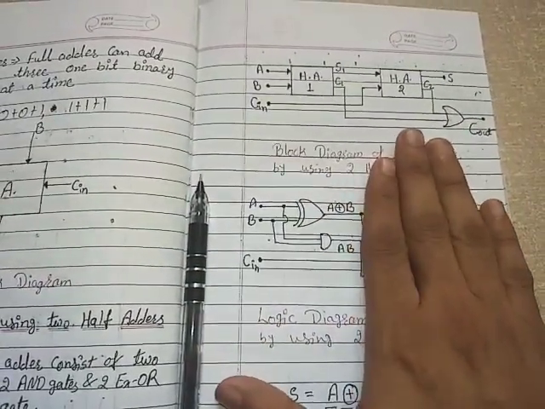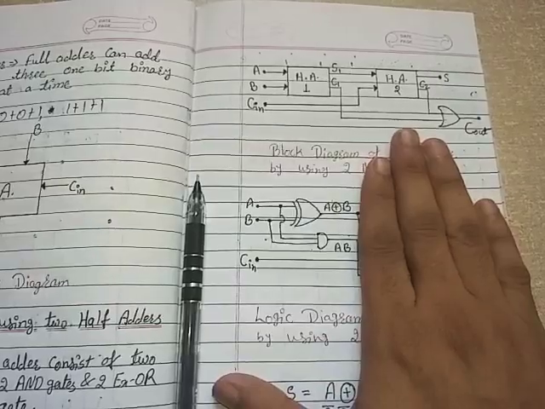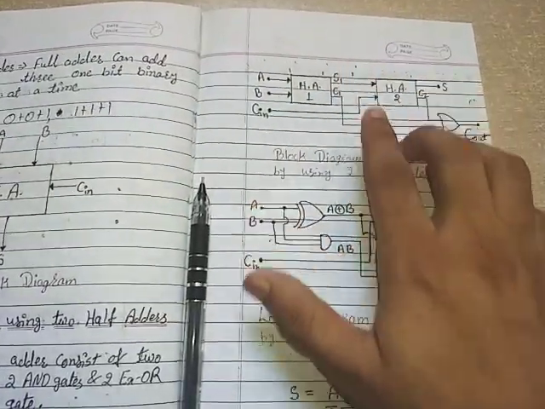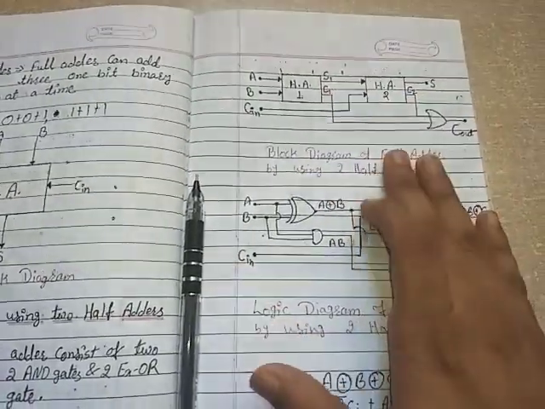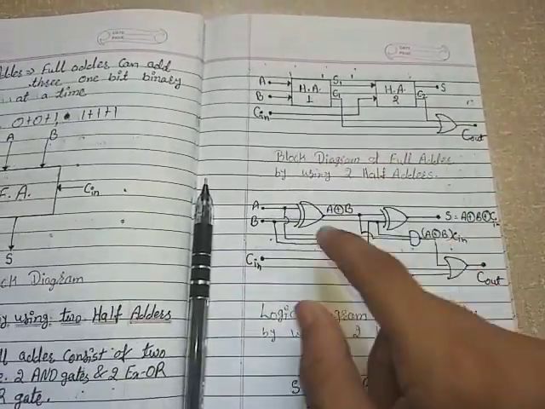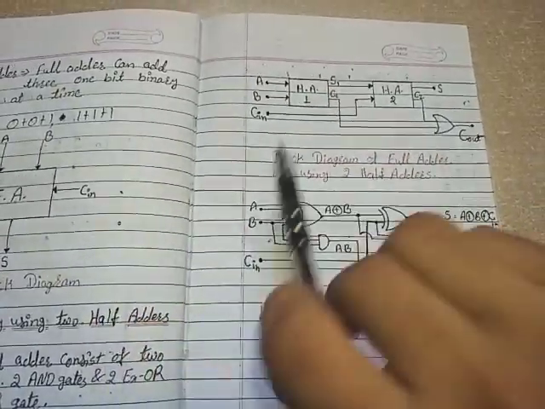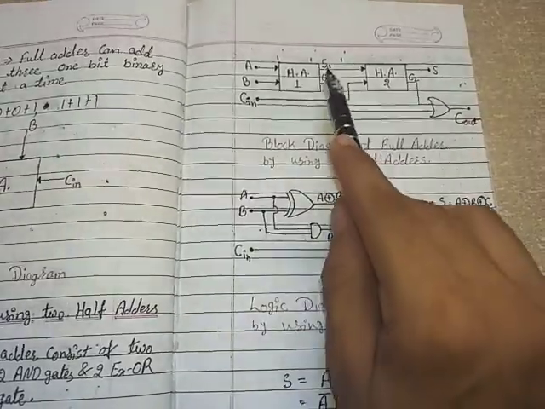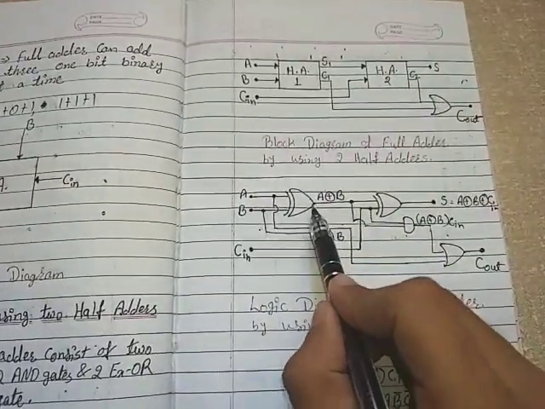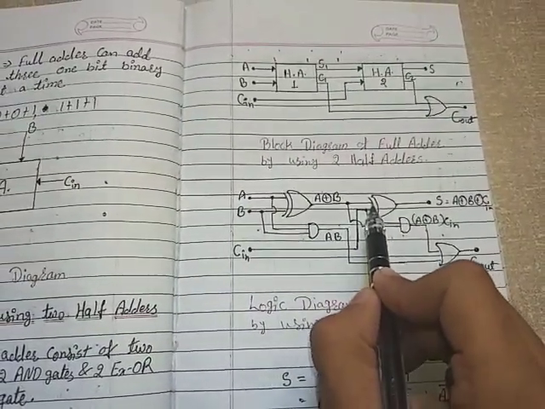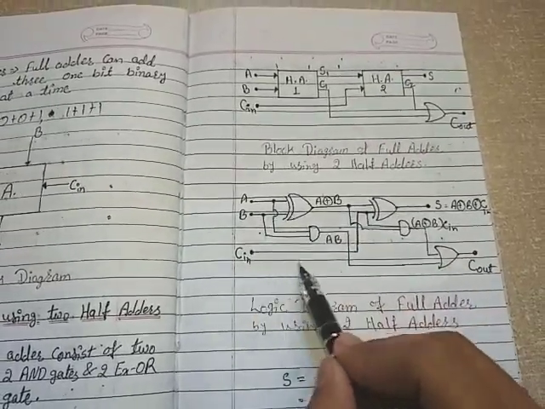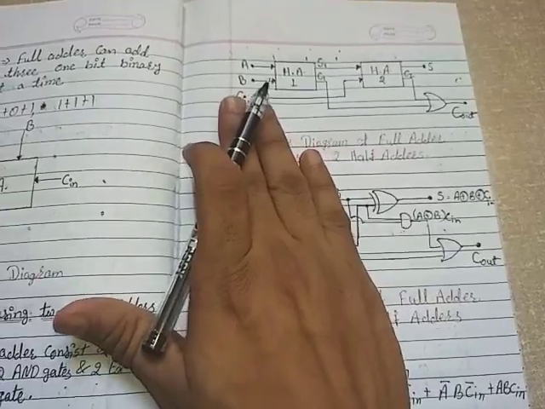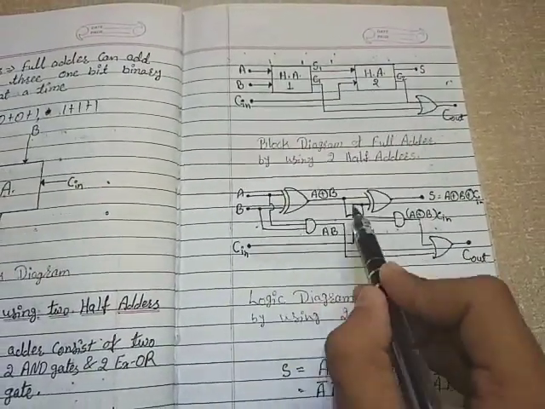This is my first half adder. A and B are two inputs. Output is A XOR B, that is sum S1, and carry C1 is A dot B. Now this sum is passed to the next half adder as one input. So here we go, one input is passed. Now C in as second input is passed. Now we have two inputs, A XOR B and C in.